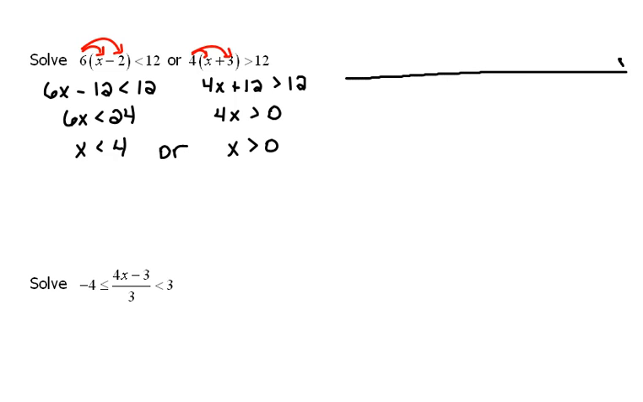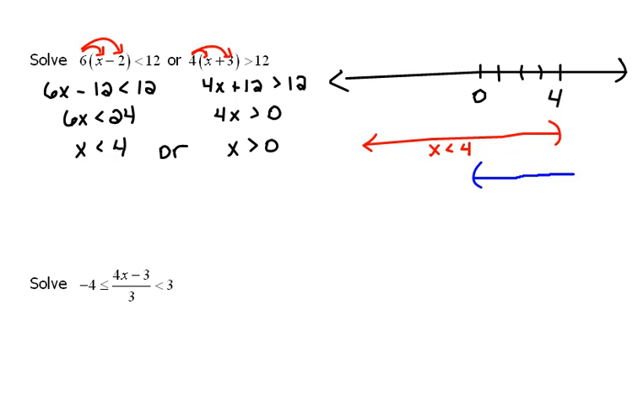So let's look at this on a number line. Here's 0, and 1, 2, 3, 4 would be right here. If I look at the x's that are less than 4, there's no equals there, so that would be a parenthesis, and less than would be to the left, so this is what x less than 4 would look like. The x is greater than 0, again there's no equality, so we would use a parenthesis. Greater than is to the right, so x greater than 0 would look like this.